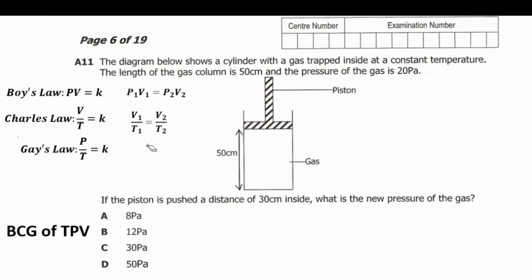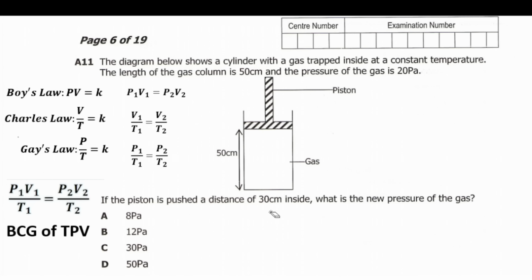V1 over T1 is equal to V2 over T2. Here also it means the same: P1 over T1 is equal to P2 over T2. And the combined gas law is P1 V1 over T1 is equal to P2 V2 over T2. But here, since we are dealing with constant temperature, we are dealing with Boyle's law.